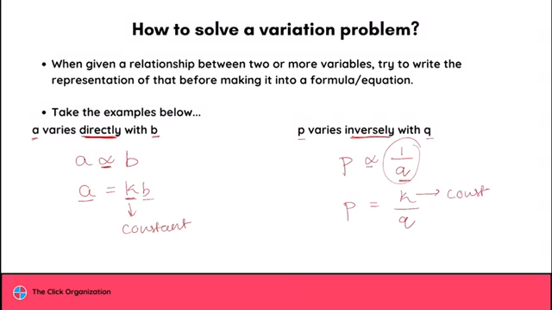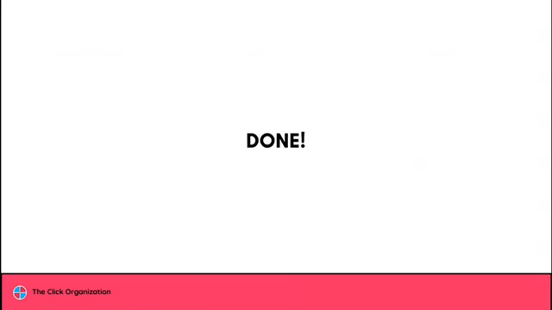Now this constant can be anything. It can be a number, or we can represent it with anything else. However, right now we're just using K. And with that, we're done.